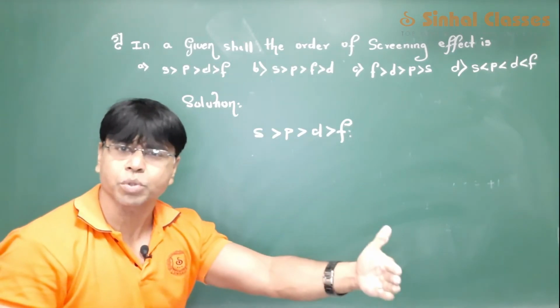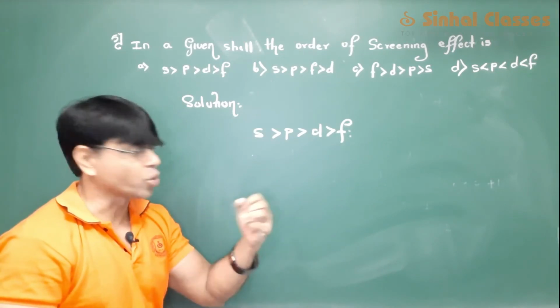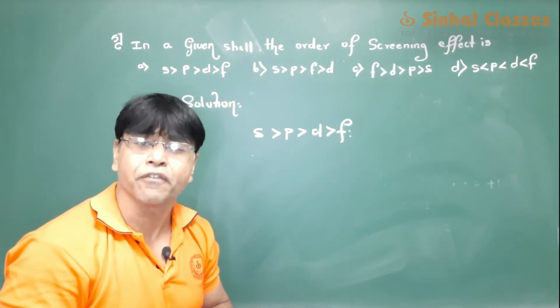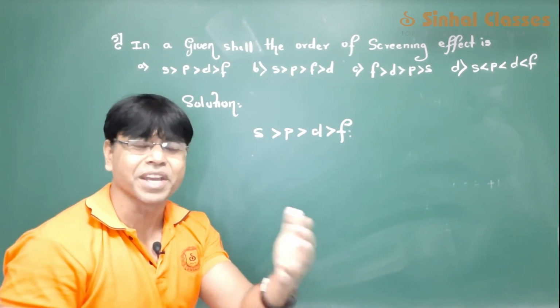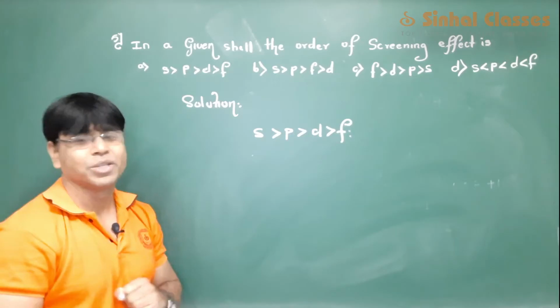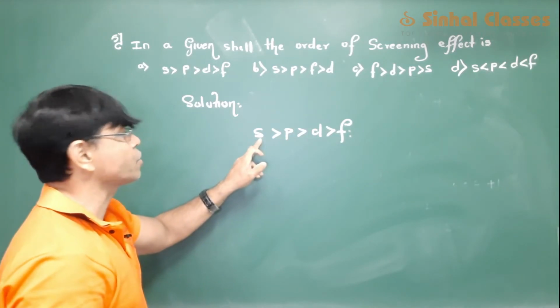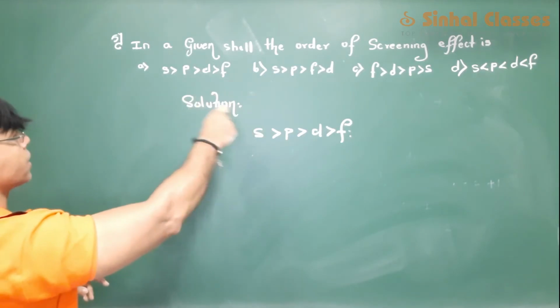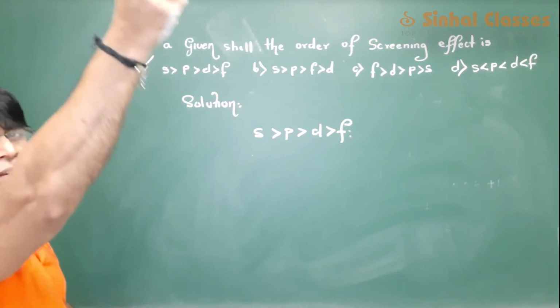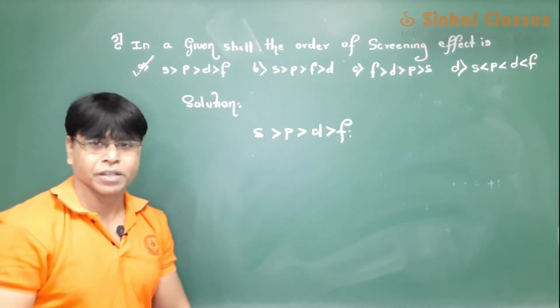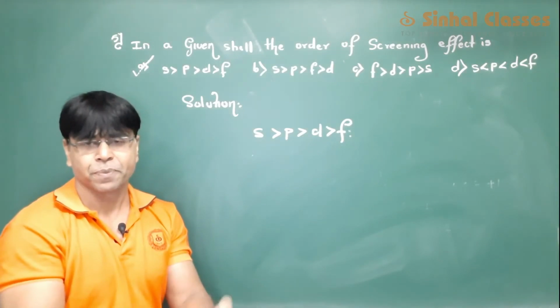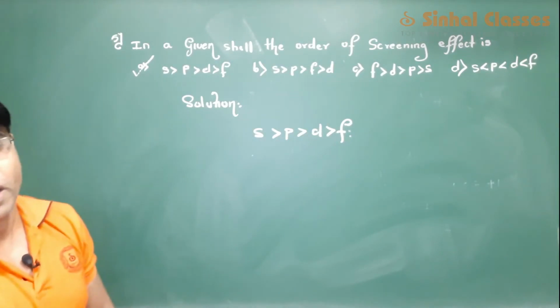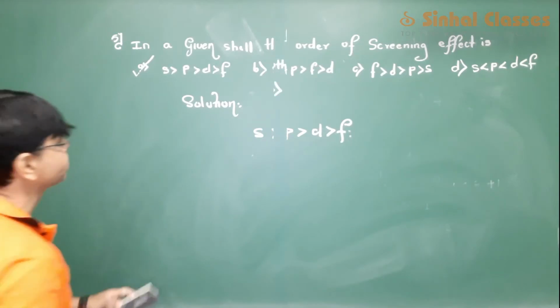S is very close to the nucleus, so it will definitely experience more effective nuclear charge. So screening effect will be higher for it. So the answer should be s more than p, then d, then f. So your answer among them should be A. Very simple it is. This is question number 5. Now we go for question number 6 from this topic.